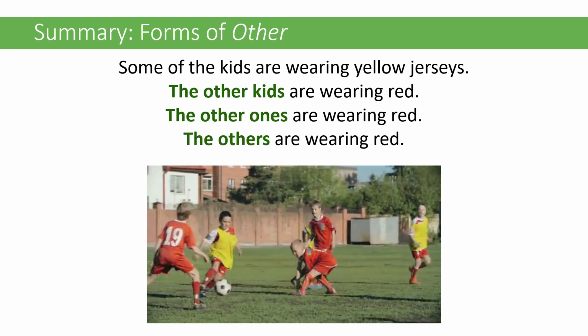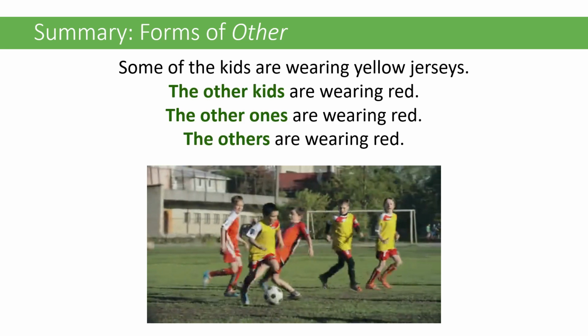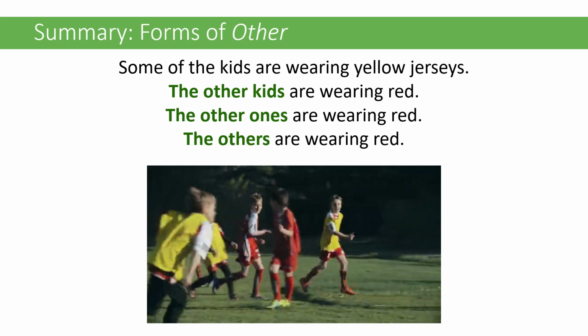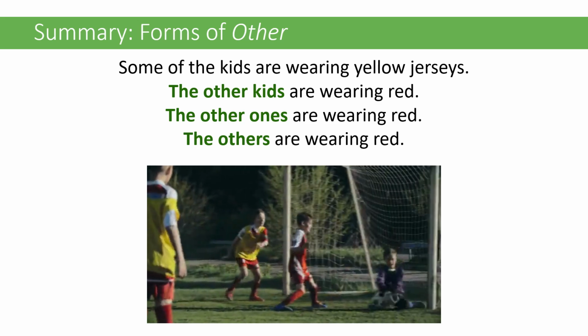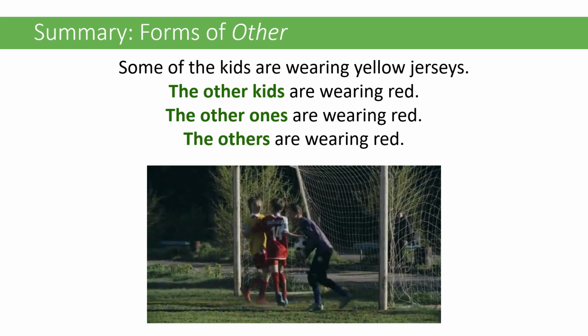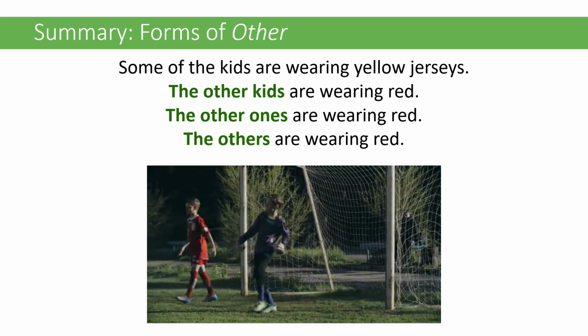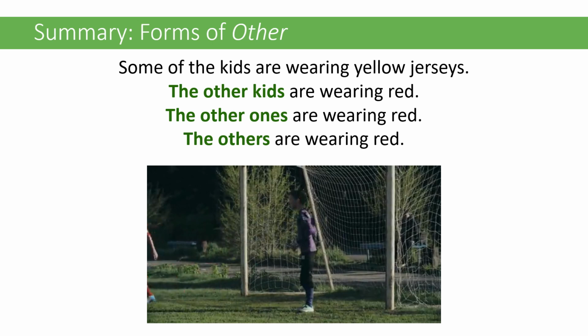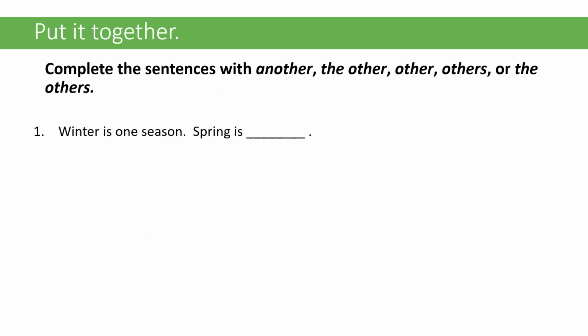The other is used with ones or with a plural noun to mean the last ones in a specific group. We can also use the others without a noun. Look at the examples. Some of the kids are wearing yellow jerseys. The other kids are wearing red, or the other ones are wearing red, or the others are wearing red. In this case, there's only two possible colors, yellow and red. I guess the goalkeeper. So let's try this here.